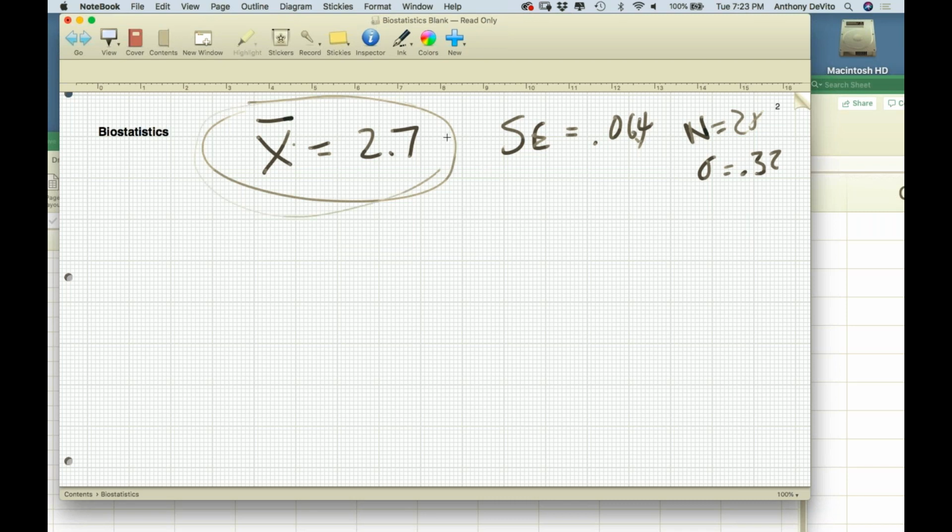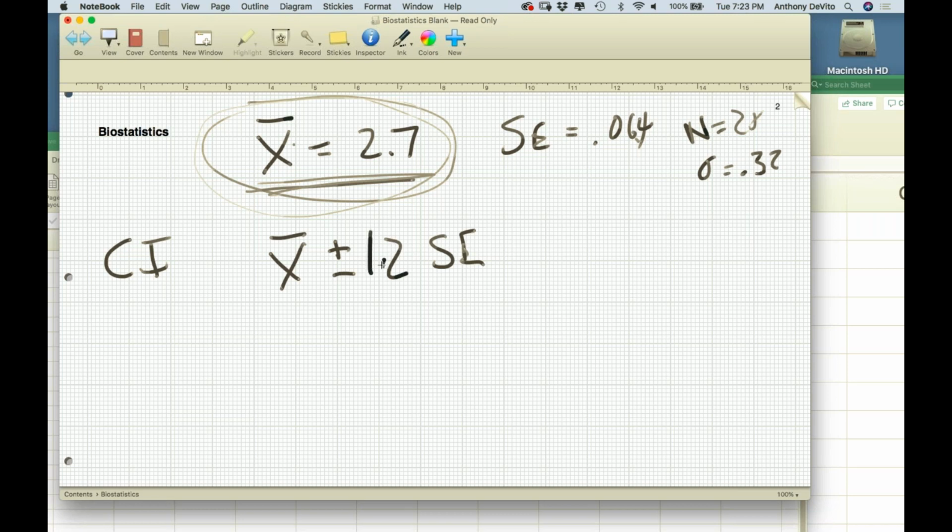But I know that 95% of the time, I'll be within 2 standard deviations of the population mean. So I'm going to take a look at this and ask, what range represents 95% of the outcomes, assuming this was the population mean or close to it? So I'm going to define my confidence interval as X bar plus or minus 2 standard errors. Actually, I want to be more precise: I'm going to say 1.96 times my standard error.